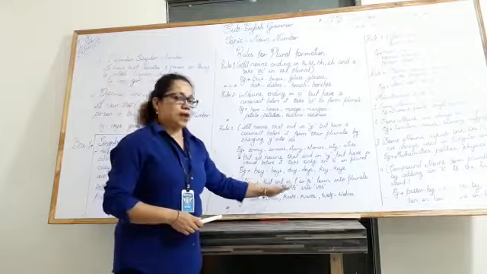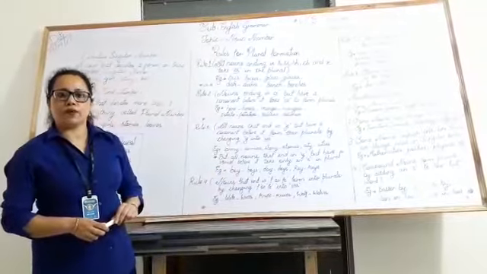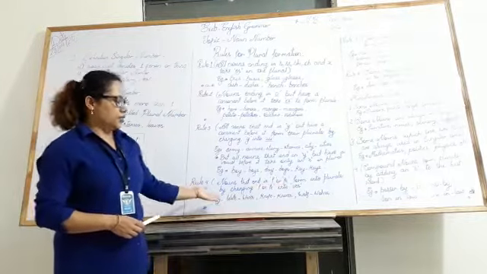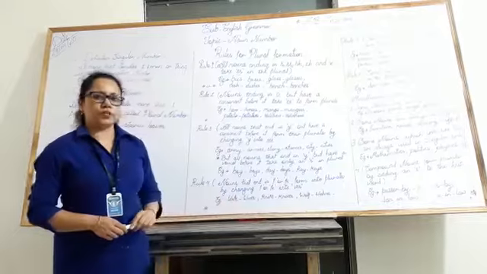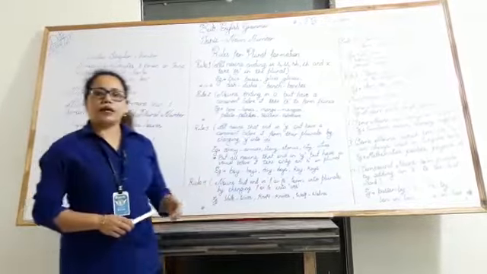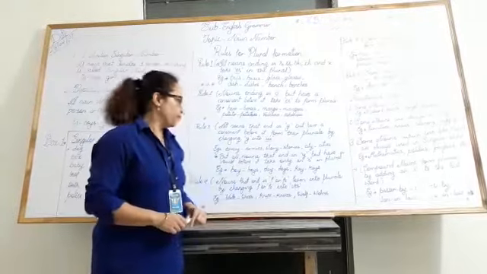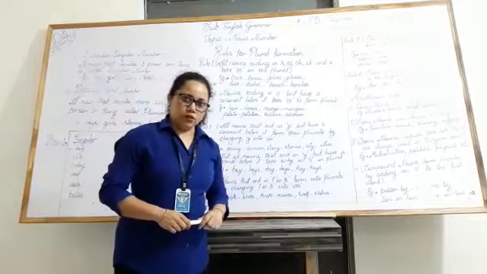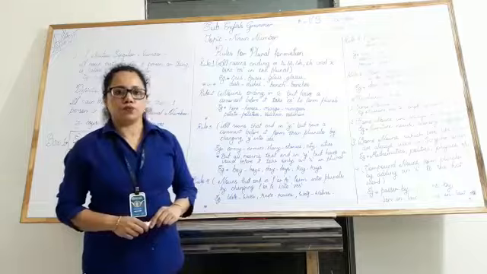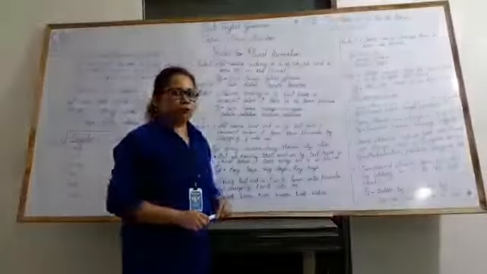Nouns that end in f or fe form plurals by changing f or fe into ves. Example, wife will change into wives. Knife will change into knives. Wolf will change into wolves. Let's move on to rule number 5.